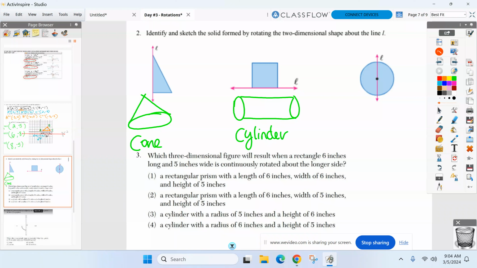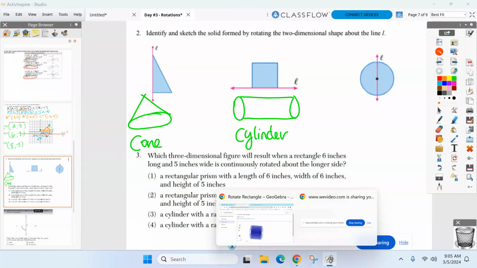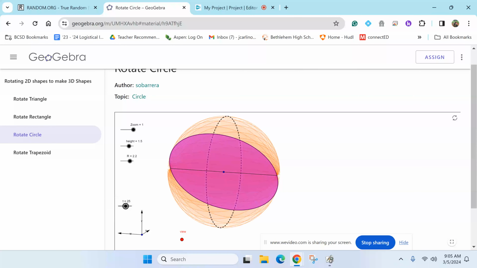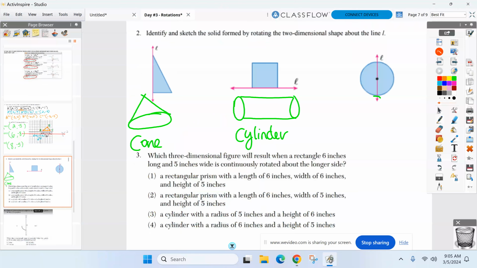And what about the circle here? What do we think? Rotate the circle around. There it is, called the sphere. How do I draw a sphere? You draw a circle, you put the equator in, and then the back side of the equator in dashes, and you've got yourself a sphere. Congratulations.